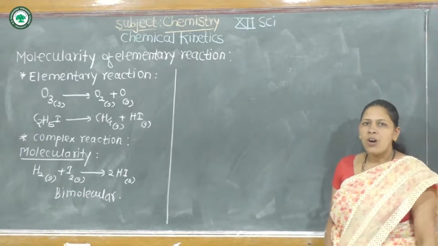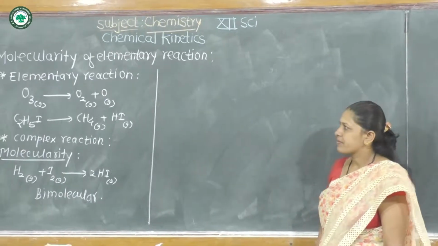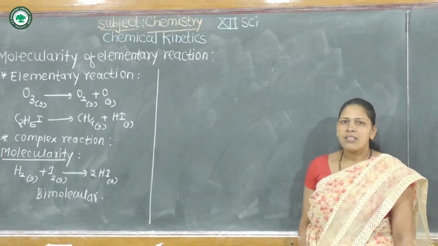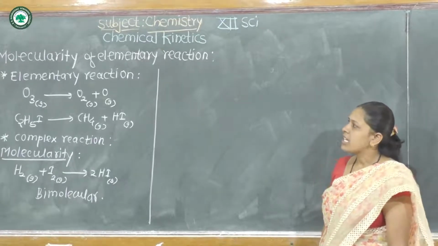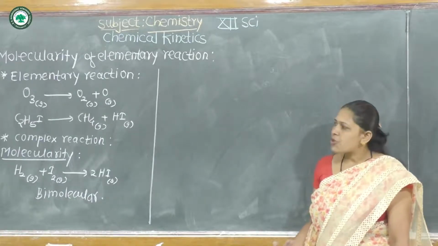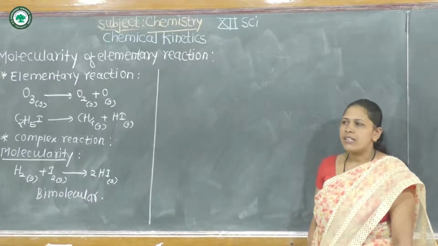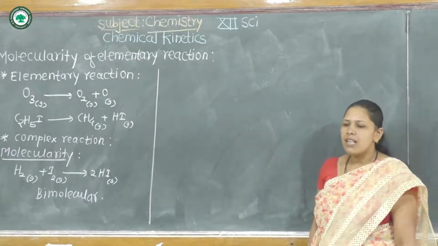The next point: molecularity and order of reaction may or may not be the same. Both are very different from each other. Molecularity is determined from the stoichiometric equation, and order is determined from the experimentally determined rate law.